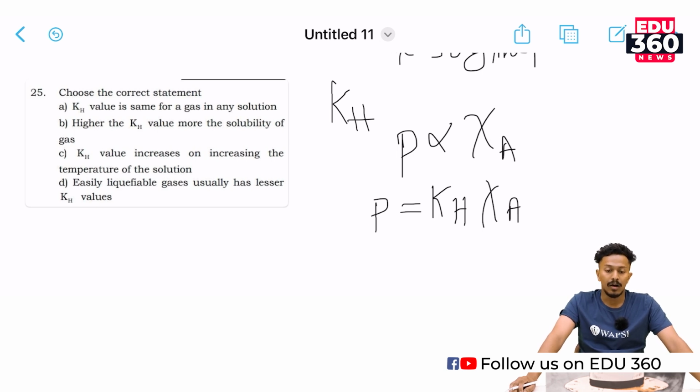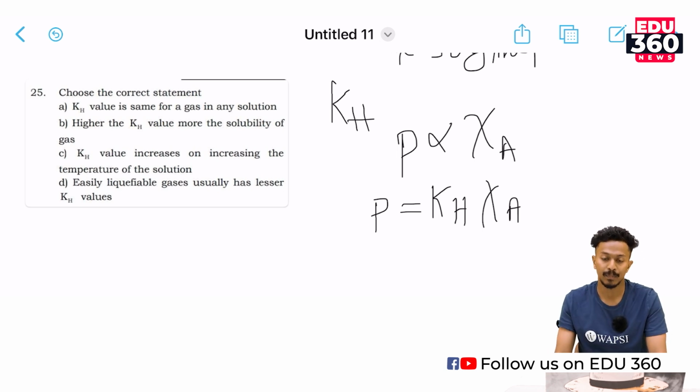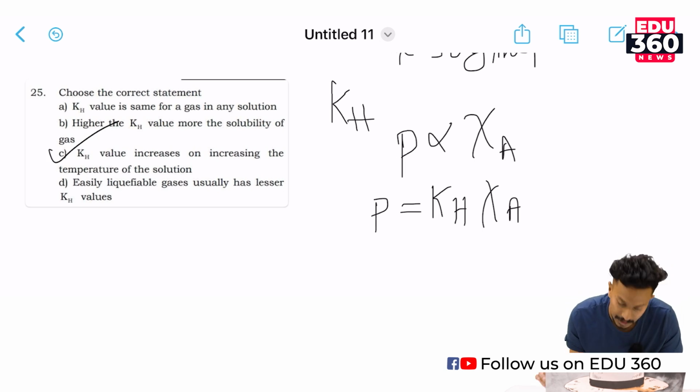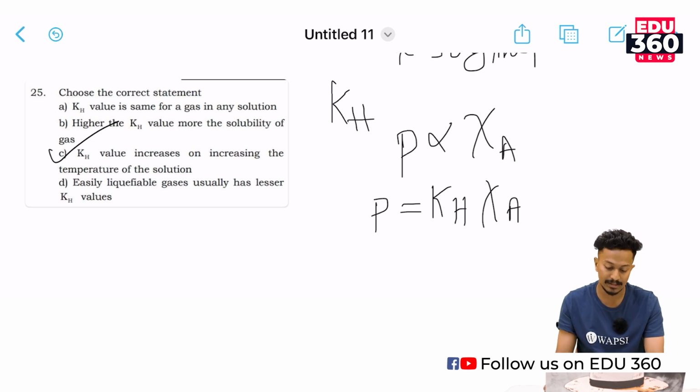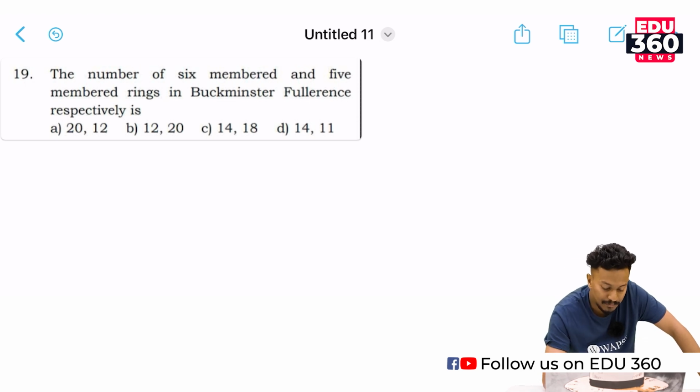We will look at option D as well. We have found the correct answer, but let us look at D. Easily liquefiable gases usually have lesser KH value. Easily liquefiable gases have higher KH value, that's why they are liquefiable. So option D is wrong. The correct option would be option C: KH value increases on increasing the temperature of the solution. Next, Buckminsterfullerene. Number of 6-membered and 5-membered rings present in the Buckminsterfullerene.